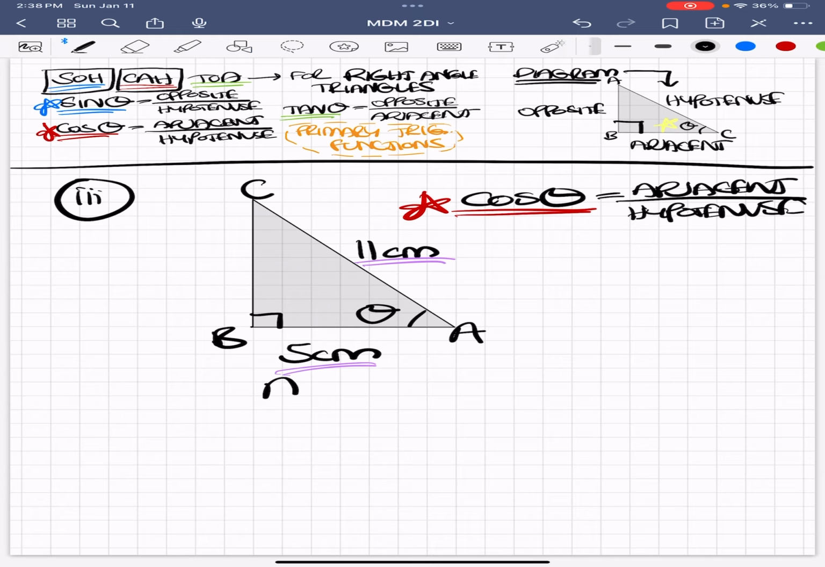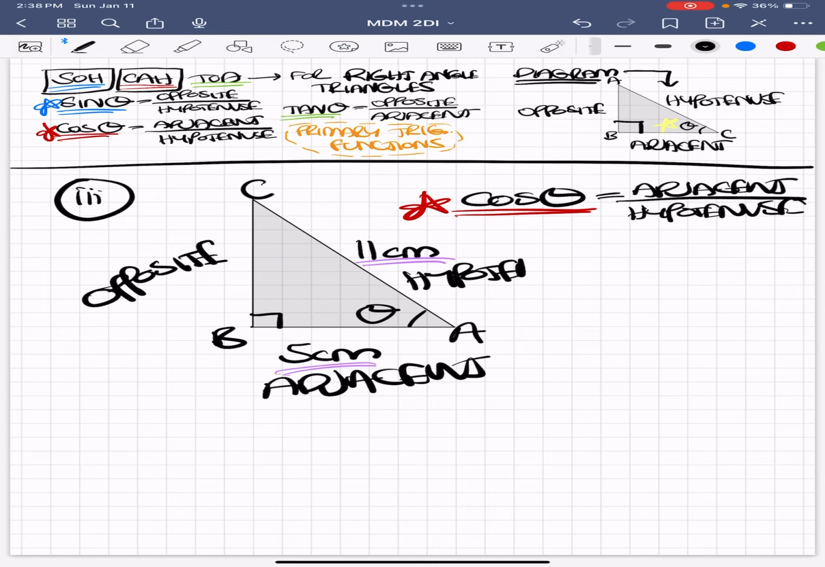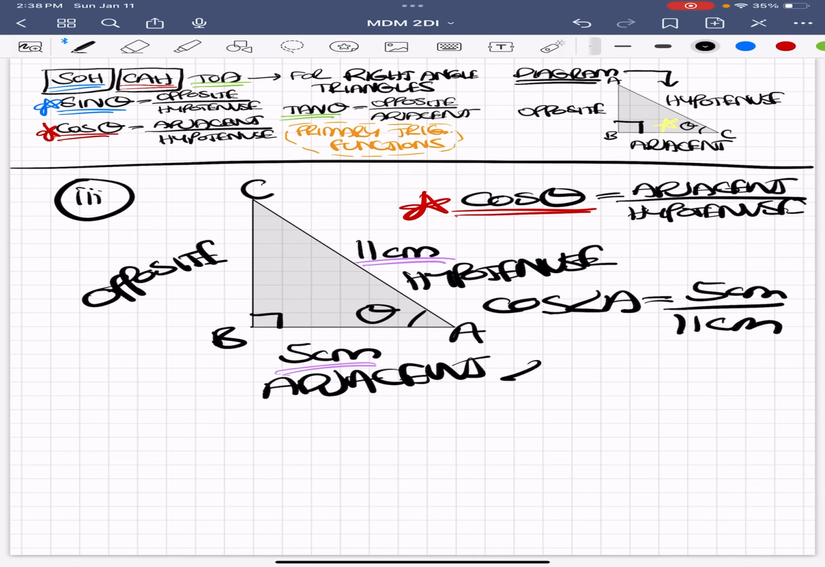So we have the adjacent side. We have the opposite side. And then we have the hypotenuse side. So we have cos angle A. We will do the value of the adjacent over the value of the hypotenuse. Again, we have angle A, and then we'll take the inverse function of cos with 5 over 11.